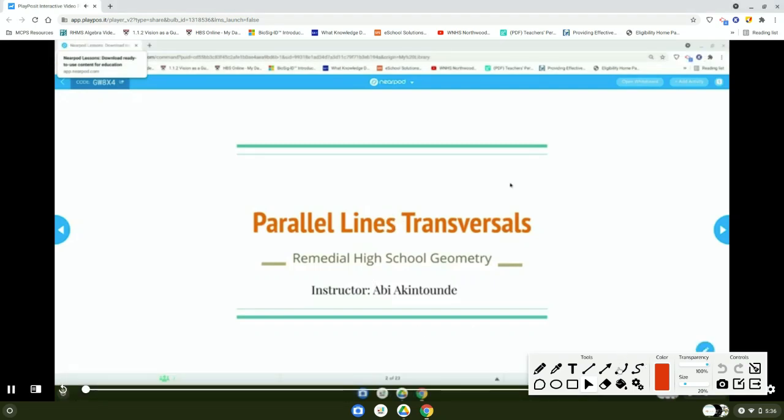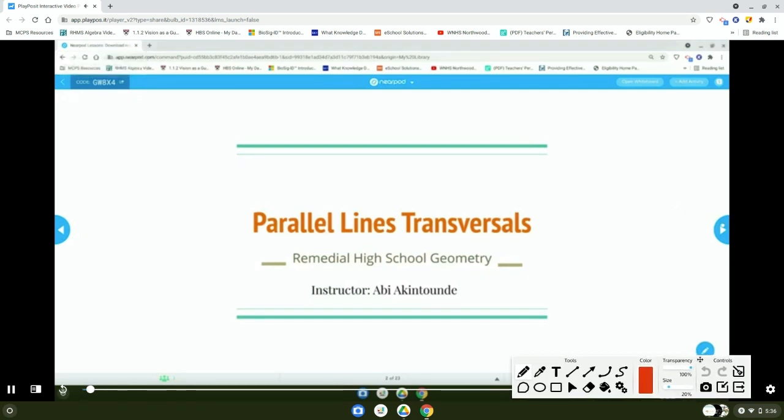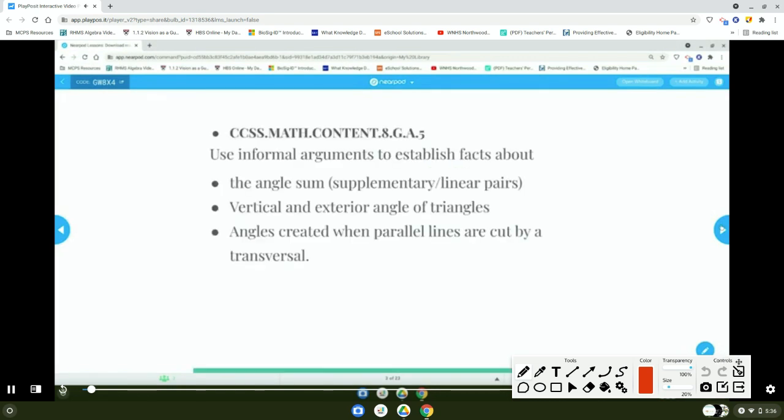Hi, today we're going to be talking about parallel line transversals, and this is Mr. Akatunde, your geometry teacher. When we talk about parallel lines, these are lines that are going in the same direction that will never intersect. You remember this from the 7th and the 8th grade?